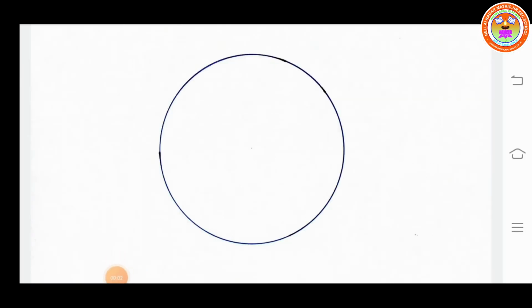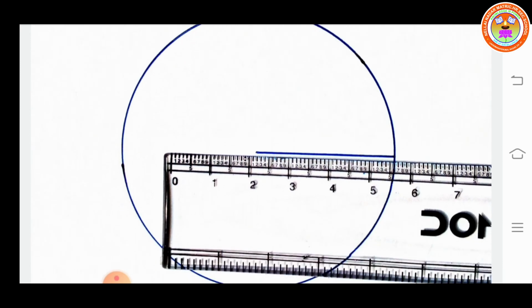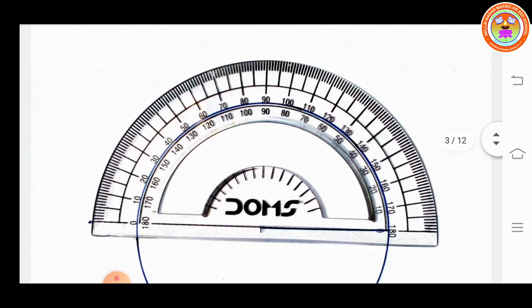Now let us learn how to draw the pie chart for the given data. First step, we have to draw a circle of any radius like this. Second step, we have to draw the horizontal radius of the circle like this using scale and pencil. Next step, we have to place the protractor on the center on the horizontal radius.